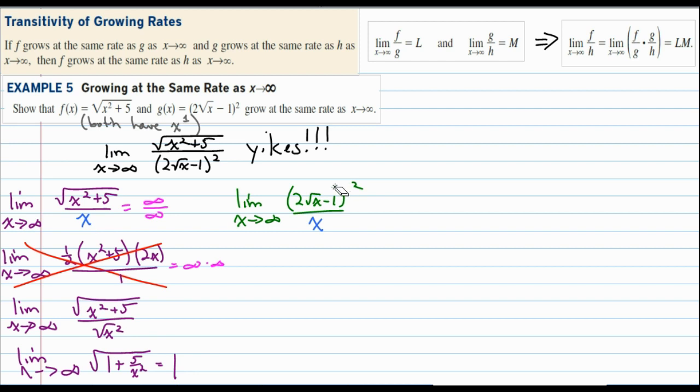Now let's try h over g, or well, in our case, f over x versus g over x. I get infinity over infinity again in the first shot here. So if I use L'Hopital's, take the derivative of the numerator, derivative of the denominator, same thing. I get infinity times infinity, too messy. Let's instead work towards simplification.